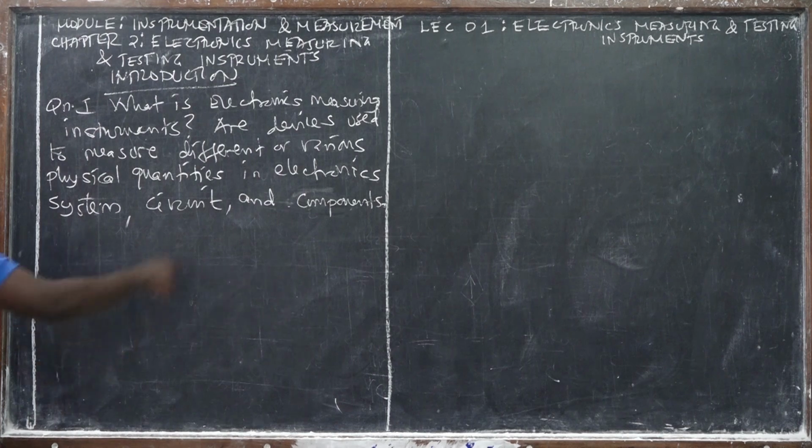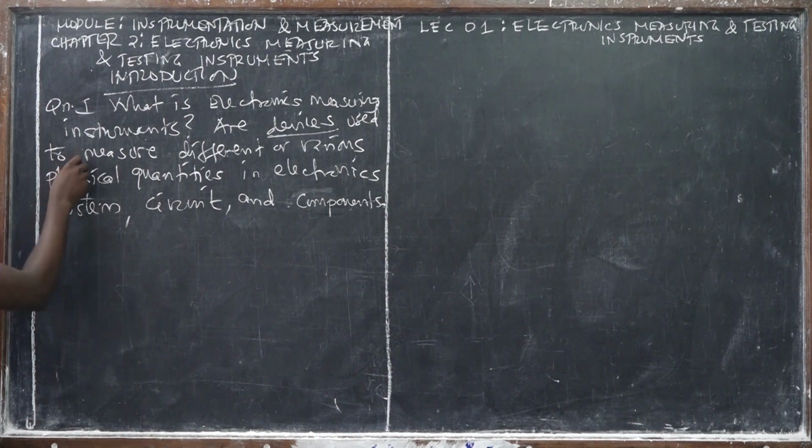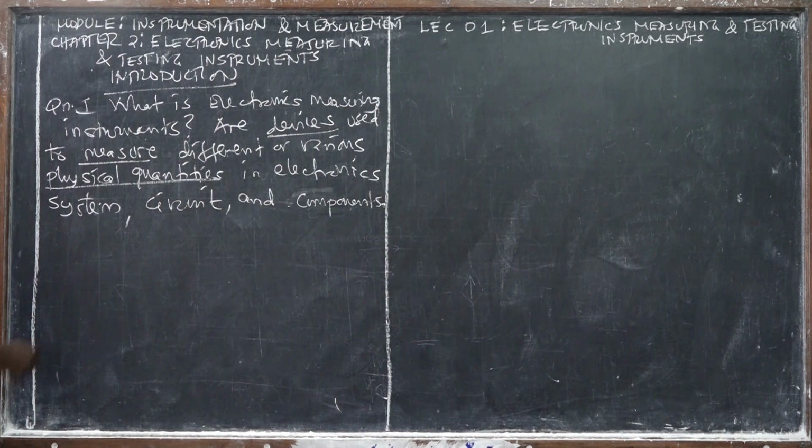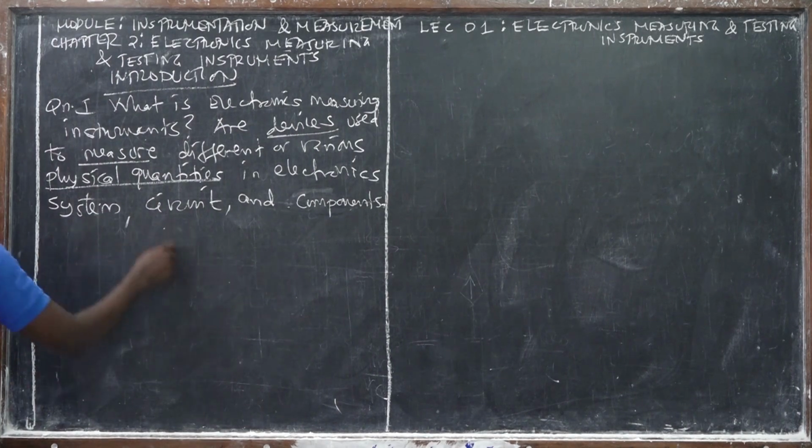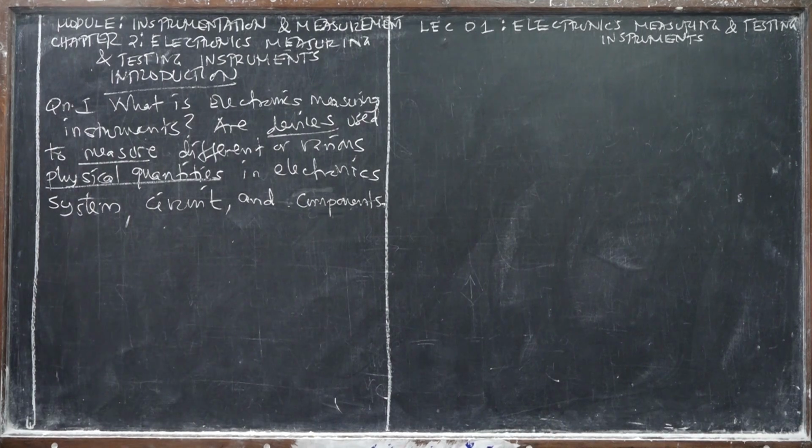So these are devices used to measure different or various physical quantities in an electronic system, circuit and components. When you say electronic systems, we also mean electrical systems, because all or most electronic systems are electrical systems, because the physical quantities we're discussing we call electrical physical quantities. We don't have an electronic physical quantity. We have electrical physical quantities.